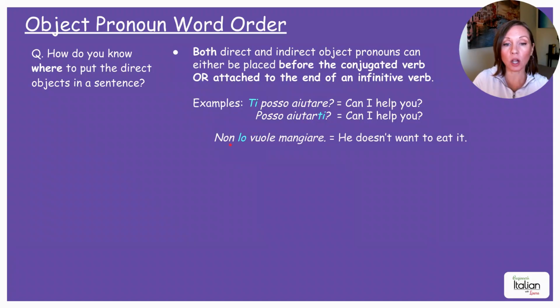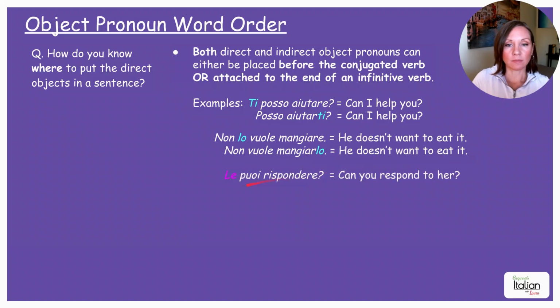Another example, non lo vuole mangiare. He doesn't want to eat it. So we put it before the conjugated verb, vuole. Non lo vuole mangiare. Or you can say, non vuole mangiarlo. He doesn't want to eat it. Okay, so we either put it before the conjugated verb or we take off the E and we attach it to the end of the infinitive. So these are the direct object pronouns I've used here.